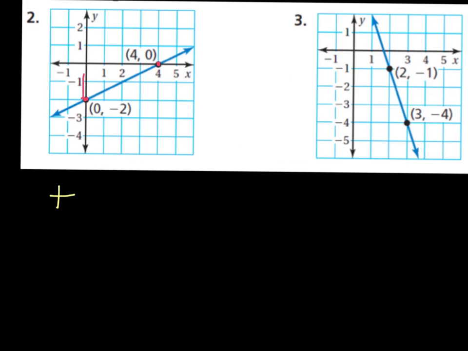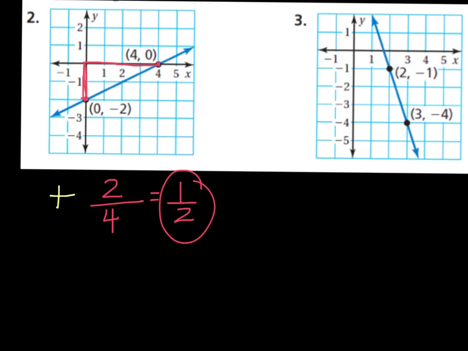Now I'm going to pick my two points, and figure out how much I go up between those two points. Remember, that's the rise. I go up 2, and then how much do I go over? I'm going over 1, 2, 3, 4. So my slope is positive 2/4. I can simplify that to a half.